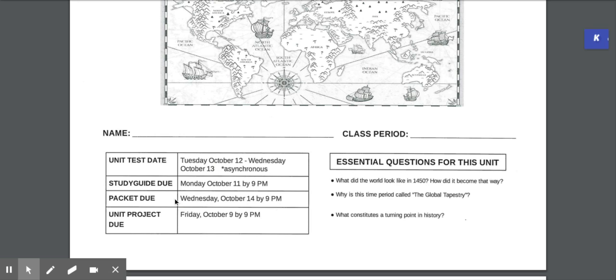This entire packet will actually be due after you take the test. So the packet will be due on October 14th by 9 o'clock p.m. If you are turning in a paper copy of the packet, you will have it due on your color cohort day. Otherwise, turn it into Google Classroom by 9 o'clock p.m. Our unit project for this unit will be due on the Friday before the test. So you will need to have the unit project turned in on October 9th by 9 o'clock p.m.